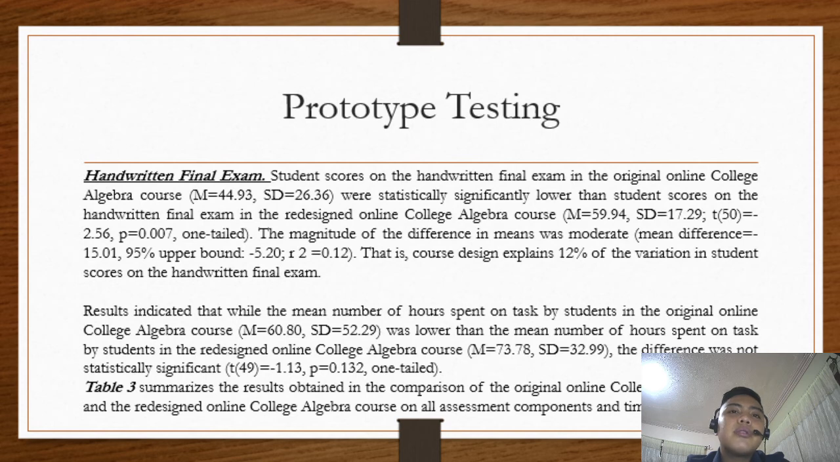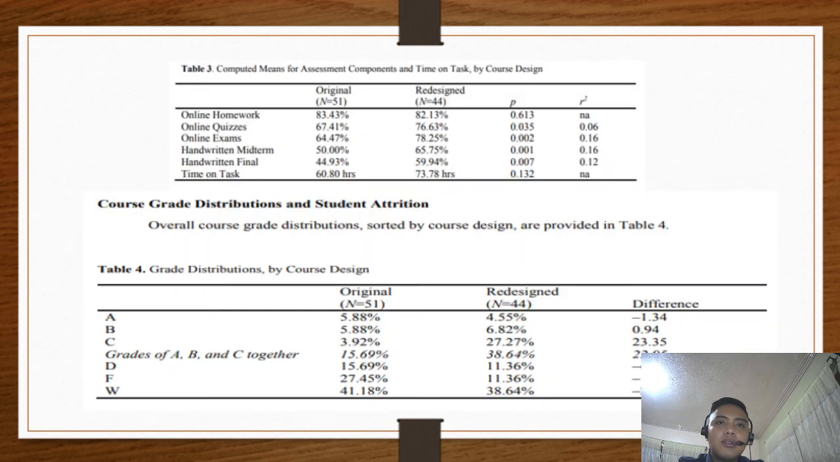So I have here table 3, which summarizes the results obtained in the comparison of the original online college algebra course and the redesigned online college algebra course on all assessment components and time on task. I have here table number 3. Now, we also have here table number 4, which talks about the overall course grade distribution sorted by course design and provided in table number 4. You can just take a look at that.